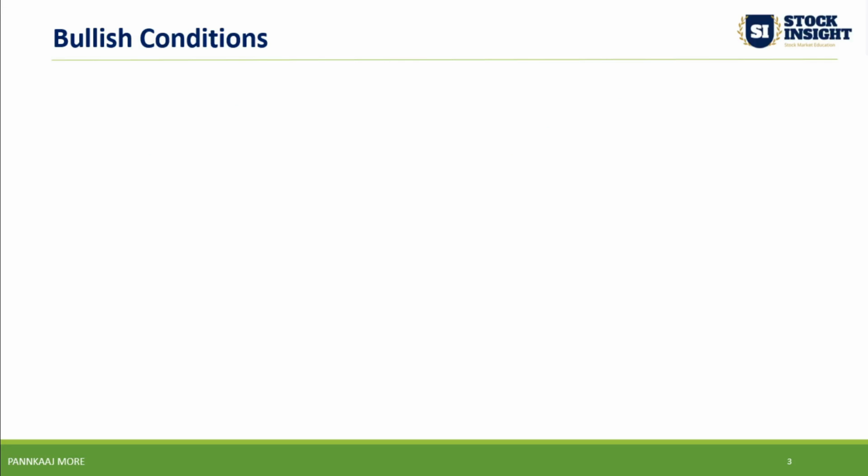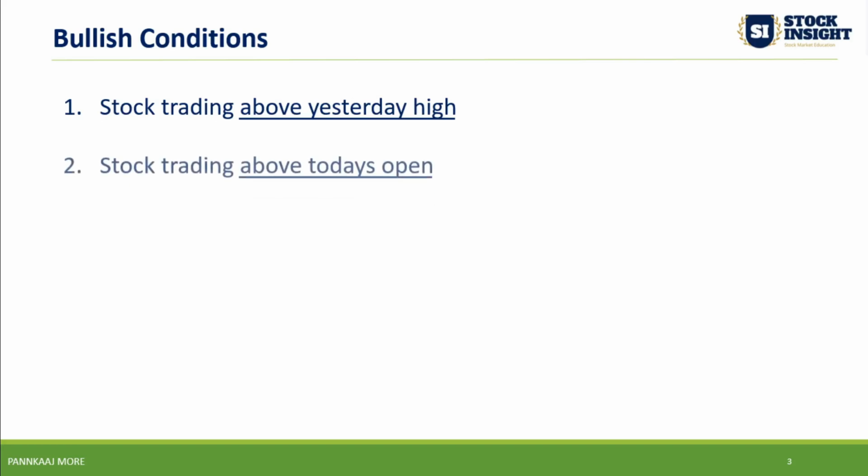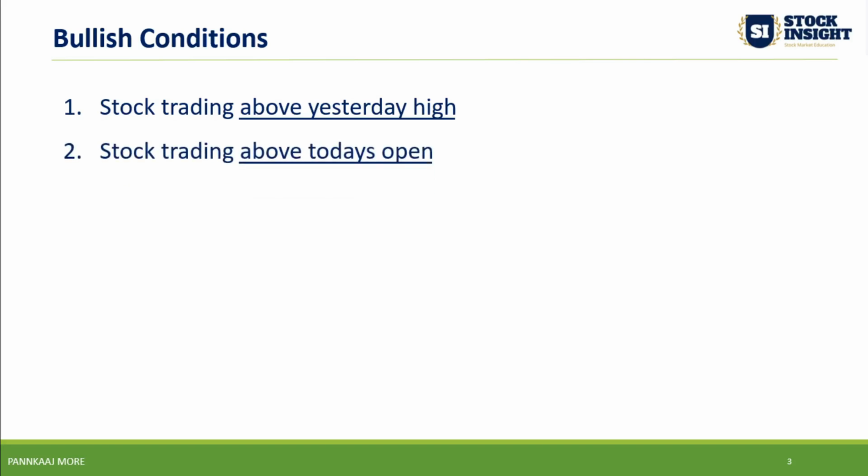Let's discuss the bullish conditions. The first condition is the stock should be trading above yesterday's high, because that signifies higher strength. But many times this is not enough, because sometimes a stock opens gap up and starts coming down. So though it is above yesterday's high, it is bearish today. To filter this, we put the second condition: it should be above today's open. If it is above today's open and above yesterday's high, together these two conditions can signify that the stock is really bullish today.